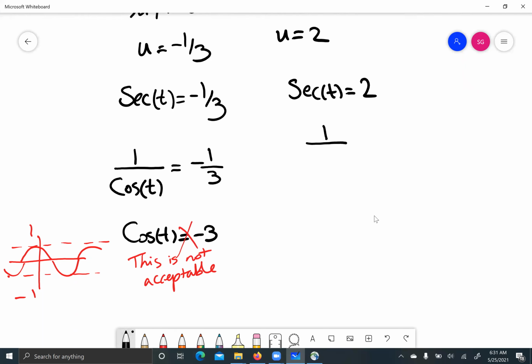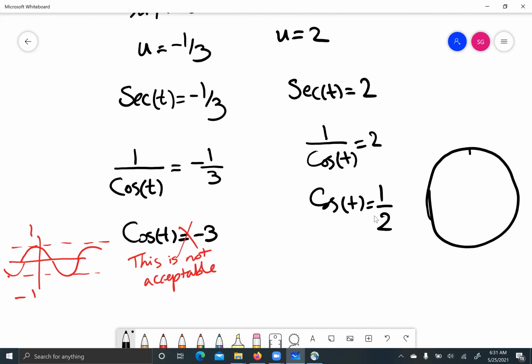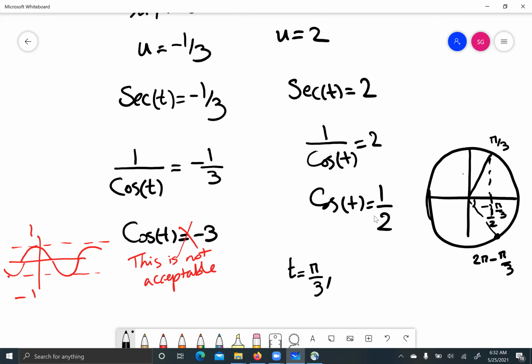But what about here? Here, 1 over cosine is 2. So cosine is half. Okay, that gives me something, because we know that cosine can be half. Using the unit circle, cosine is half for pi over 3, so this is pi over 3. And also for this angle, which is negative pi over 3, or in other words, 2 pi minus pi over 3. So 6 minus 1, 5 pi over 3.